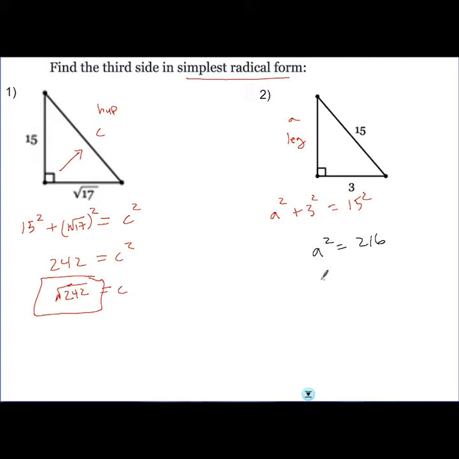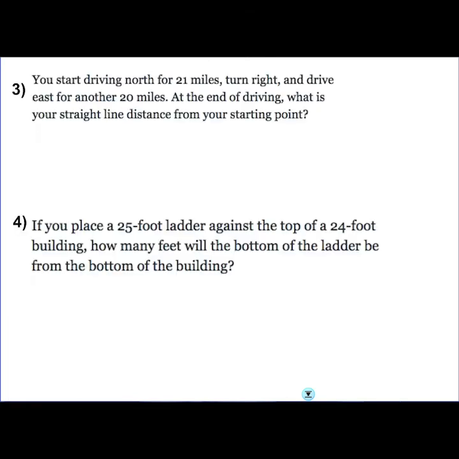Again, I'm moving fast just because it is a bit of review. This is square root of 216. Here is an example where 36, which is a perfect square, times 6 is a factor of 216. We did this earlier this year. So final is 6 square root of 6. This is called simplified radical form. This is using the Pythagorean theorem.